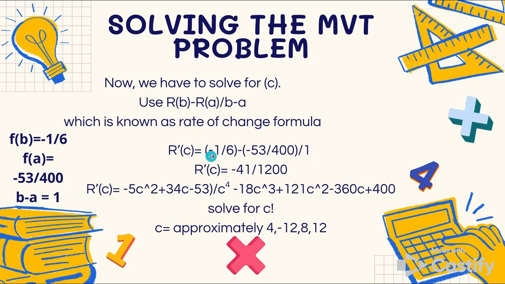So then I would plug it in here, so it would be r prime of c equals r of b minus r of a over b minus a, and that equals negative 41 over 1200. Then for the derivative, which is r prime of c, I would change x for c and then solve for c, which is approximately 4, negative 12, 8, and positive 12.